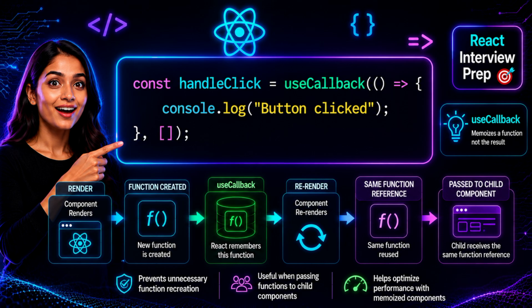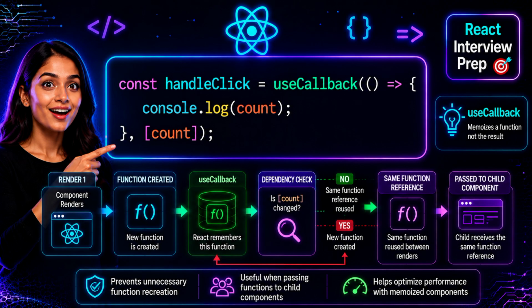Suppose we have this function. Without useCallback, a new function can be created when the component re-renders. With useCallback, React can reuse the previously memoized function. Now look at the dependency array. Here, the function uses count, so we include count as a dependency. When count changes, React creates a new function. If count doesn't change, React can reuse the previous function.